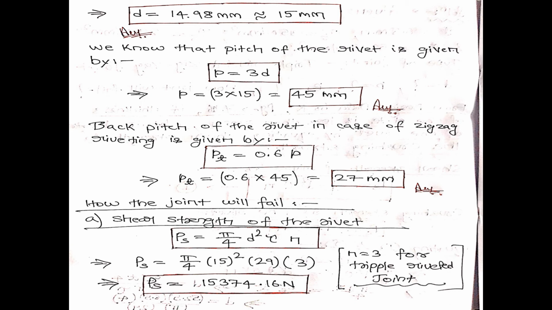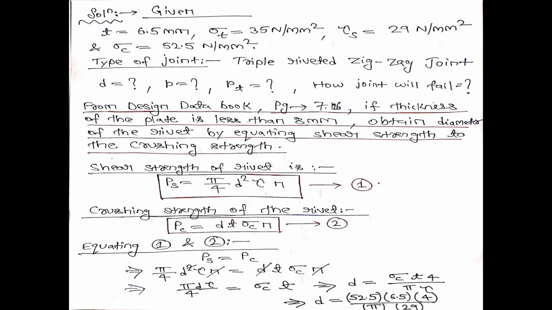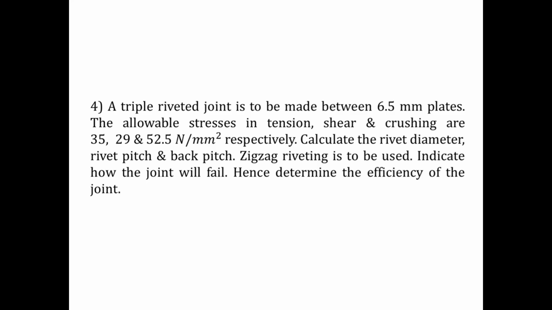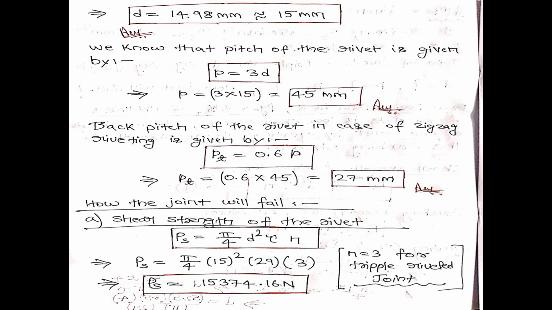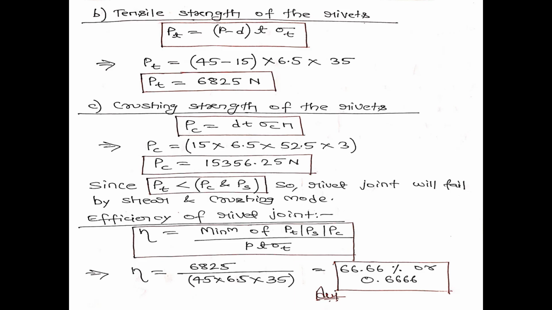Shear strength of the rivet is given by pi by 4 d square tau into n. Since in the given problem triple riveted joint is used, the value of n will be 3. Tau is given in the problem. D we have just calculated, the diameter of the rivet. We can get the value of shear strength, and that is how much? That is 15,374.16 Newton.